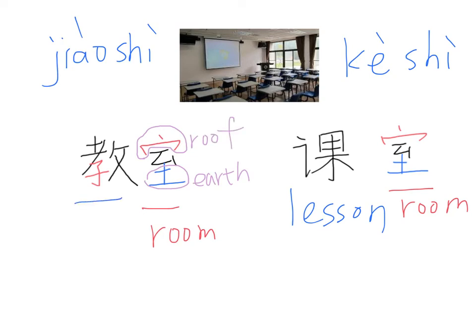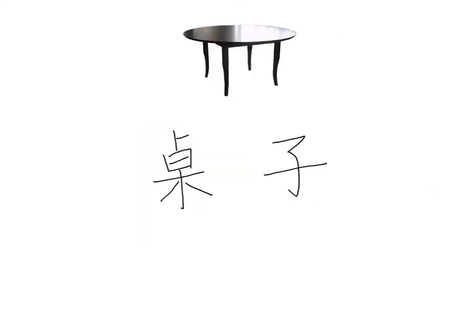教 means to teach. Inside the character 教 is a very important radical, son. So son, students, younger kids, 子. Now, who does the teacher teach? The students, son, right? Table 是桌子.